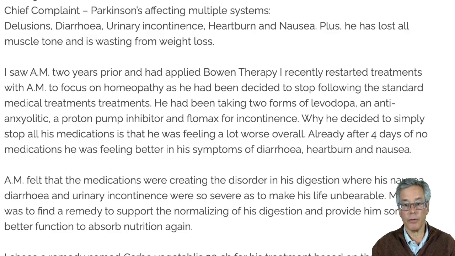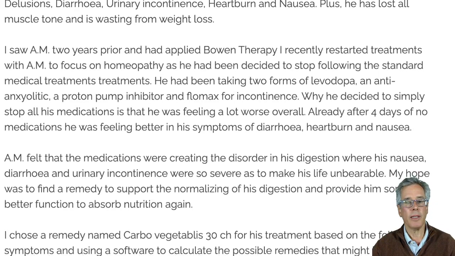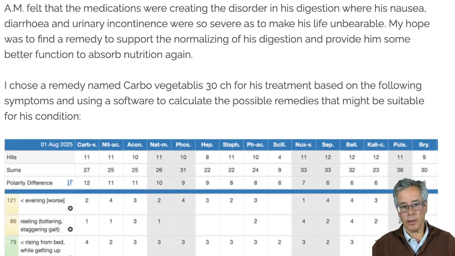And of course, the doctors would refute that and say, no, it can't be that. He felt the medications were creating the disorder in his digestion, whereas nausea and diarrhea and urinary incontinence were so severe as to make his life unbearable. So my hope was to find a remedy to support the normalizing of his digestive system and provide him some better function to absorb nutrition again, because he's literally wasting away. I chose the remedy Carbo Vegetabilis in a very low potency, 30C, based on the following symptoms, using software to calculate by a numerical calculation those remedies that might be best for his symptoms. And I used very basic symptoms.